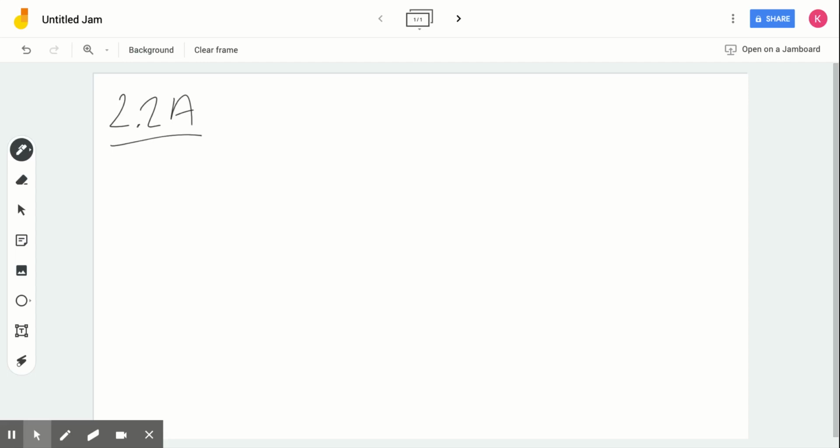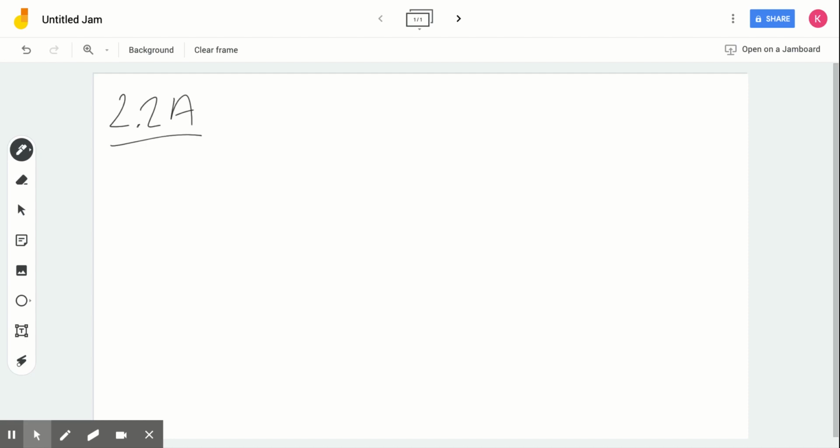Today we're going to be talking about lesson 2.2 part A. So we're going to be splitting lesson 2.2 up into three separate parts. So today will be the first of the three. This part is about adding and subtracting positive fractions and mixed numbers.